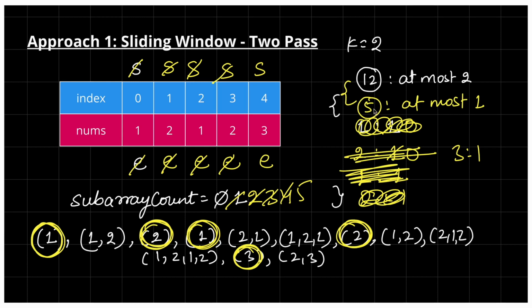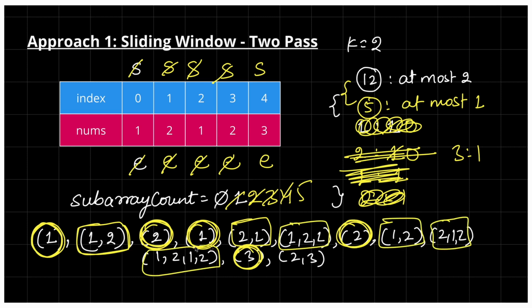So 12 minus 5, and you can see now all of those subarrays which are remaining now, they contain exactly 2 different elements. Exactly 2 different elements. You can see that. So 12 minus 5, 7 will be the answer, right? So if I show you the code for this approach, this is very simple, right?